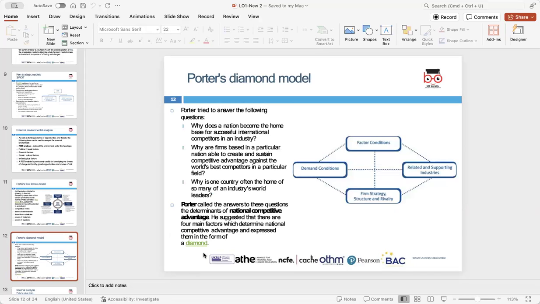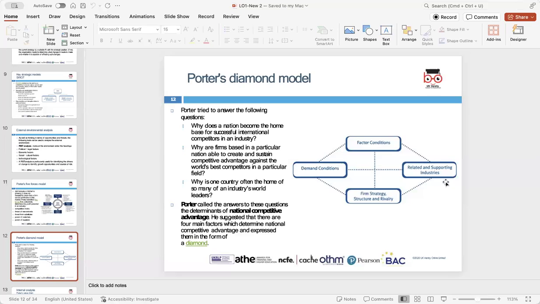The Diamond Model: Porter's determinants of competitive advantage. Michael Porter identified factors that contribute to a nation's competitive advantage in various industries. These determinants are illustrated in a diamond framework and include factor conditions, demand conditions, firm strategy, structure, and rivalry, and related and supporting industries.